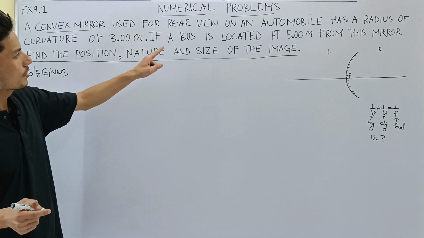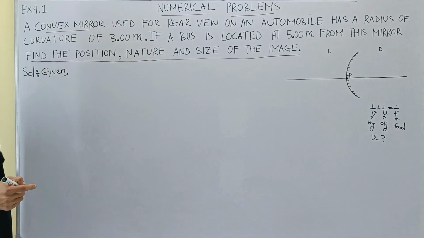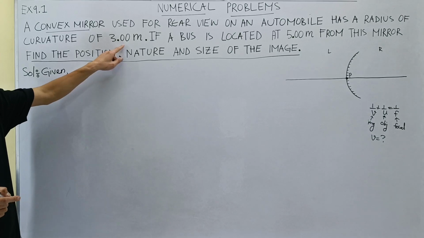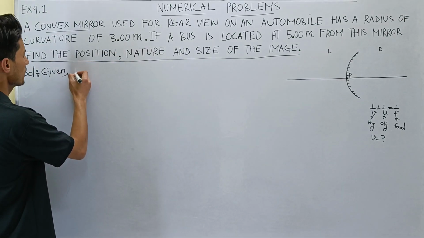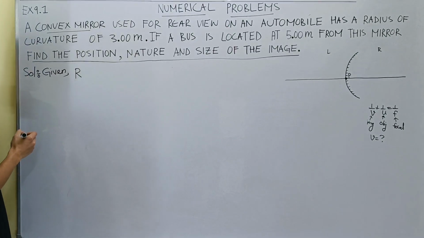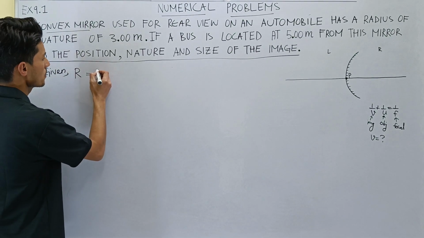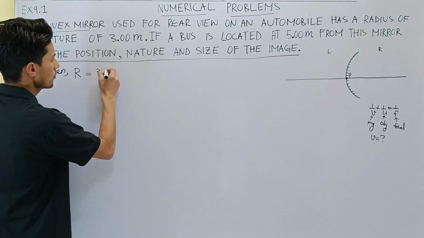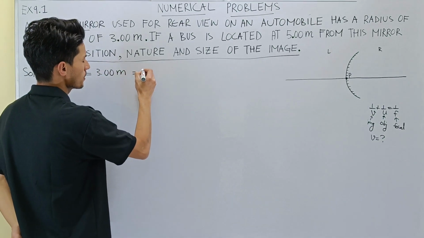So if I read the question, a convex mirror used for rear view on an automobile has a radius of curvature. So this 3 meter is the radius of curvature. Radius of curvature is represented by r. So r is given to us as 3.00 meter. Class, remember that 3.00 meter is just 3.